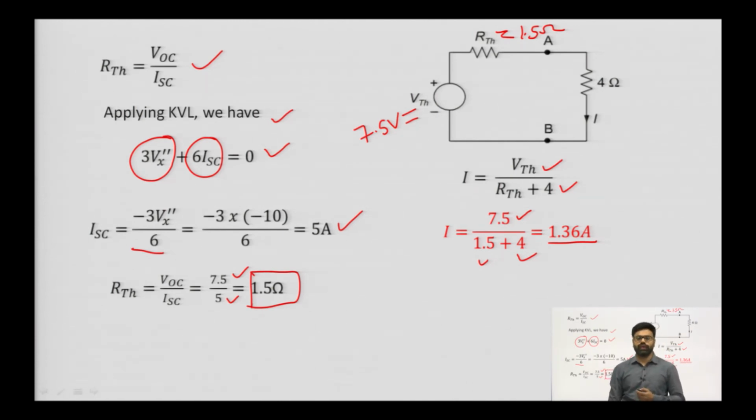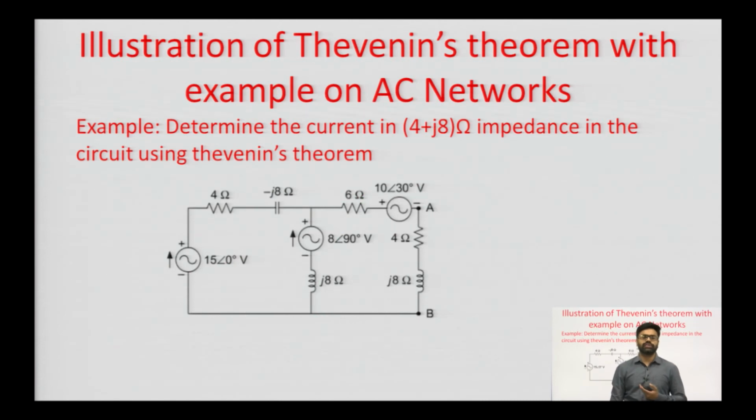Now, we have done examples on DC sources, DC network, and on dependent sources. Now, we will see one example on AC network. This is an AC network given. We have 3 voltage sources: one is 15 at an angle of 0 degree, 8 at an angle of 90 degree, and 10 at an angle of 30 degree. We have to find out the current in this 4 plus j8 ohm impedance.